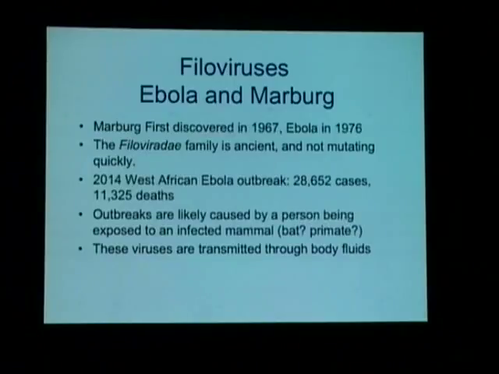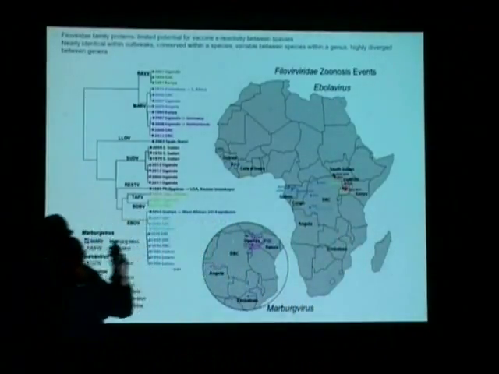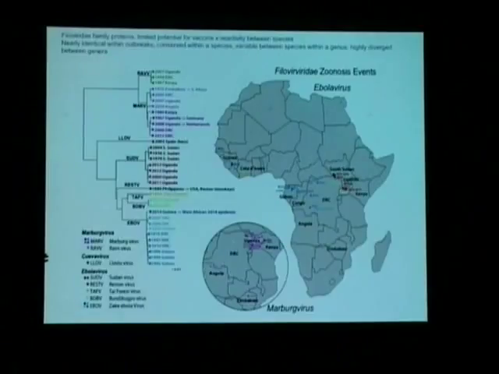These viruses are transmitted through body fluids and needles, and that's it. They're not airborne or mosquito-borne, but they can be readily transmitted through body fluids. So these are the outbreaks we have sequences from, and this is another one of those phylogenetic trees, and this is where the different outbreaks have occurred and the year they occurred.